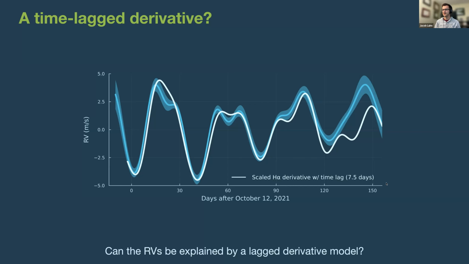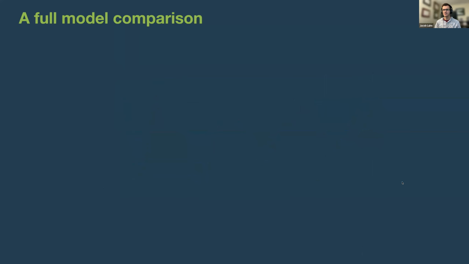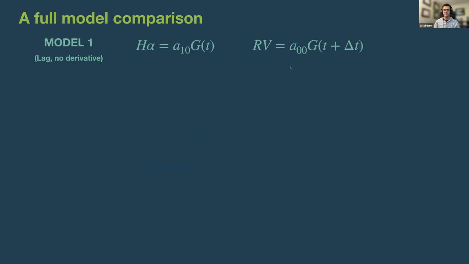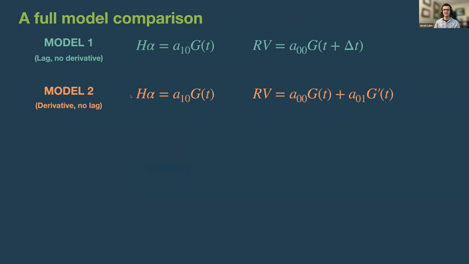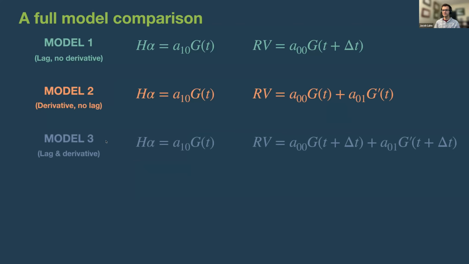And so this led us to a full model comparison, where we want to establish if this is just by eye a better fit, or if there is actually some statistical evidence here. So we go through a suite of models. The first is this lag approximation model. The second is this simple spot model, the standard GP model. The third model allows for a time lag with this GP simple spot model. So it's model 2 plus a time lag.